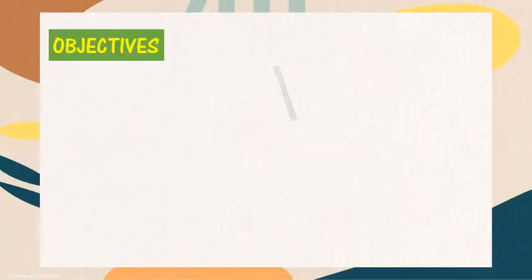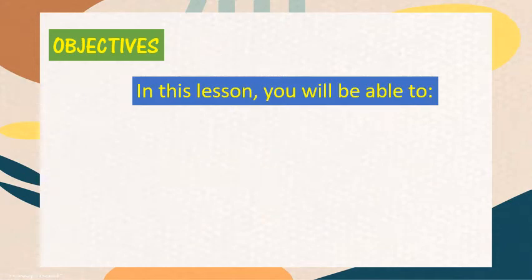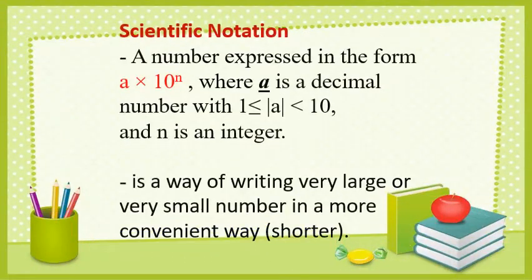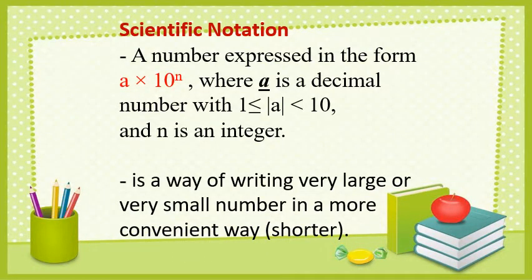For our objectives, in this lesson, you will be able to write numbers in scientific notation, and number 2, determine the number of significant digits. That is what you will learn within this lesson. So, listen carefully. Let us first have the meaning of scientific notation.